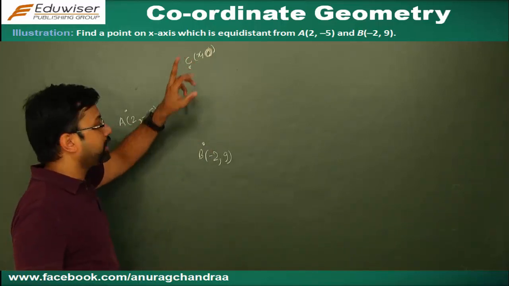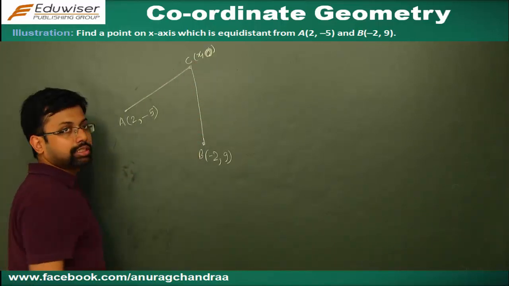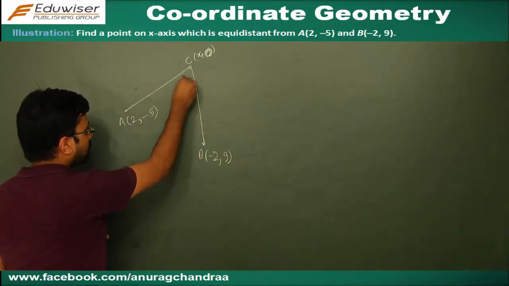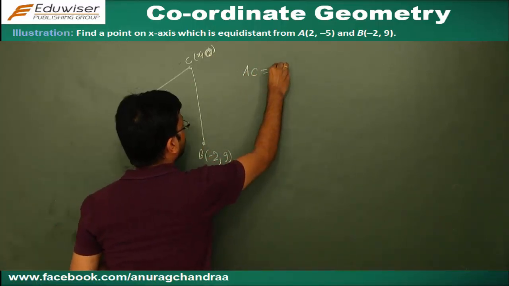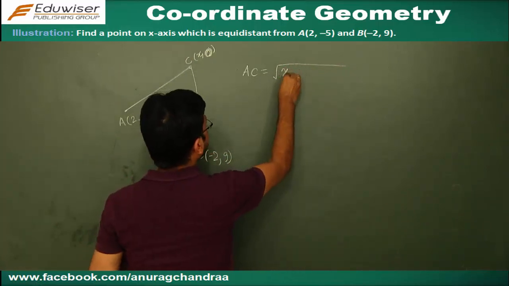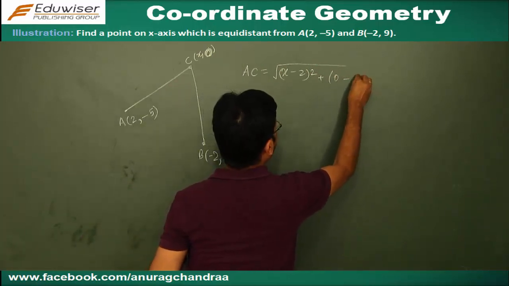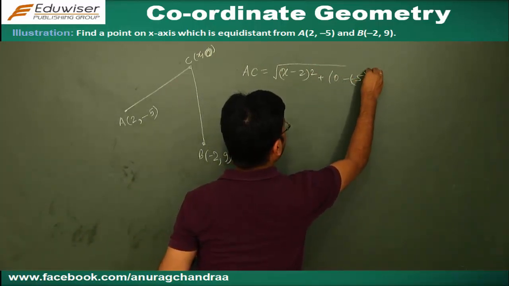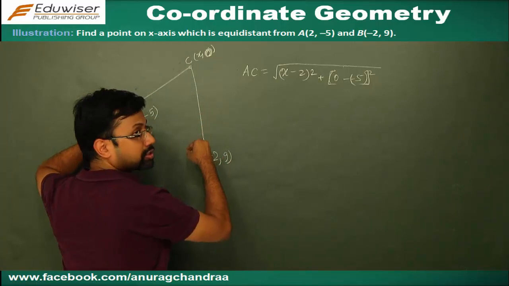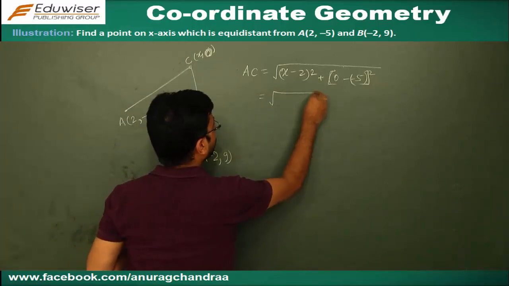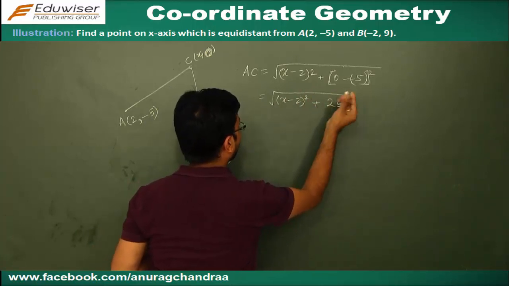So we have to find a point x comma 0 such that AC is equal to BC. This is what we have to find out. So for the given figure, what do we get? What is AC going to be equal to? AC is going to be equal to root over x minus 2 whole square plus 0 minus 5 whole square. Right? 0 minus 5, since it is minus 5 here. So you get root over x minus 2 whole square plus 5 square, which is 25.